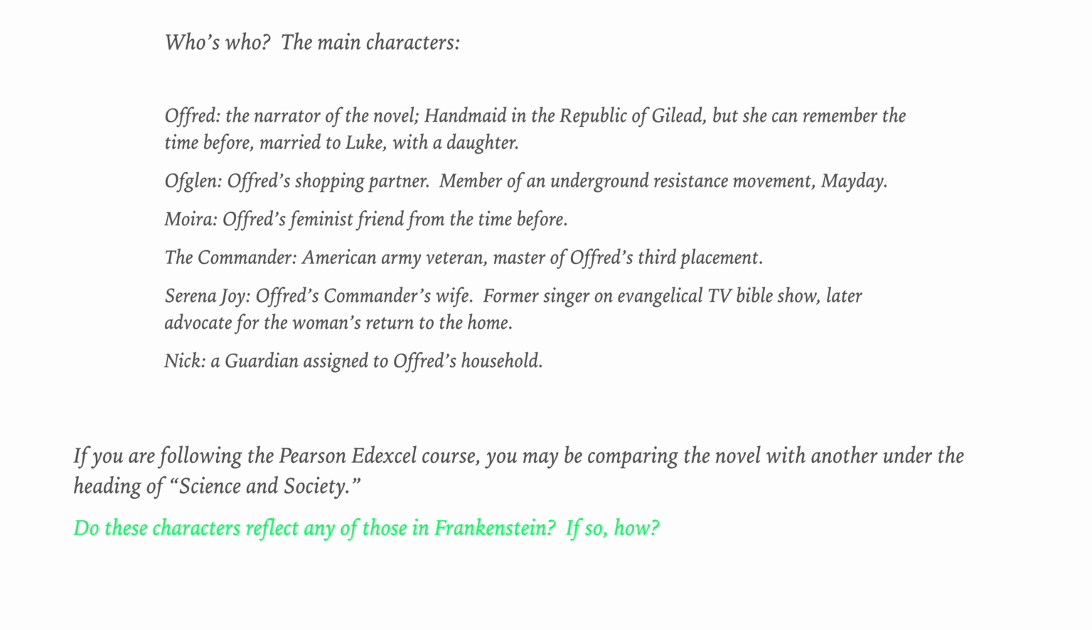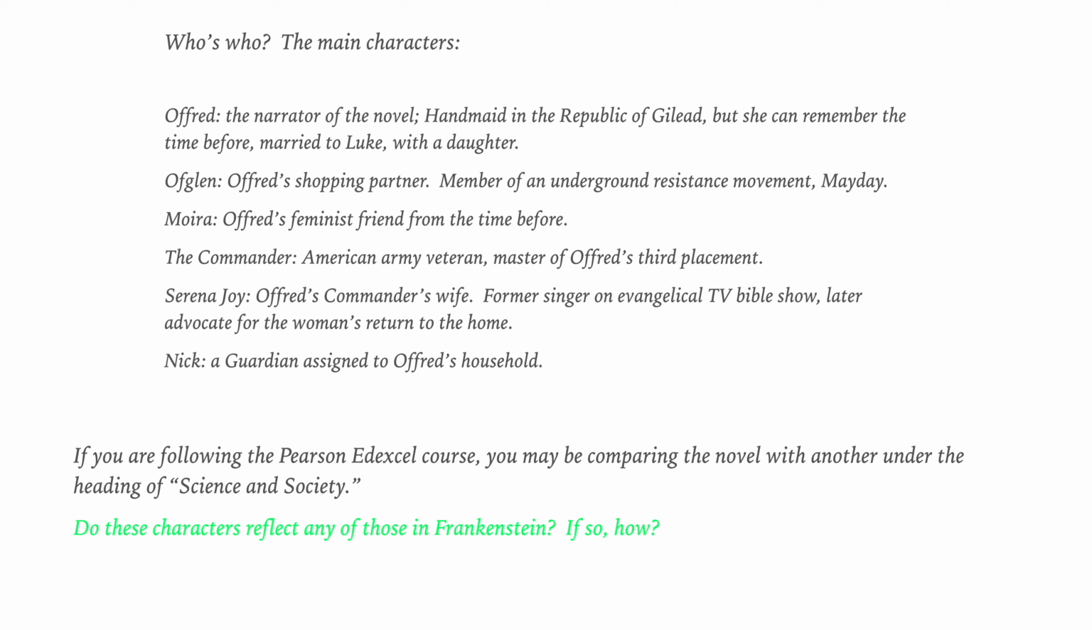If it's still early days and you're unfamiliar, who's who in terms of the main characters? Our narrator is Offred. She's a handmaid in the Republic of Gilead, but she can remember the time before when she was married to Luke and had a daughter. Offglen, another handmaid, is Offred's shopping partner. She's also a member of an underground resistance movement we much later find out, called Mayday. Moira is Offred's feminist friend from the time before, who also ends up oppressed by being a handmaid.